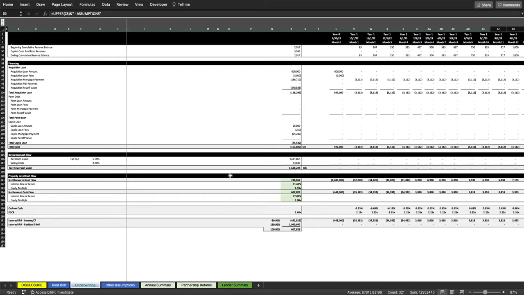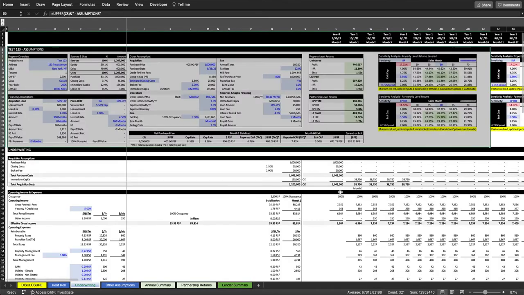And all that flows into two lines. One is the net unlevered cash flow, so that is your returns assuming no debt. And then the next line is your net levered cash flow. So those are your returns assuming debt.